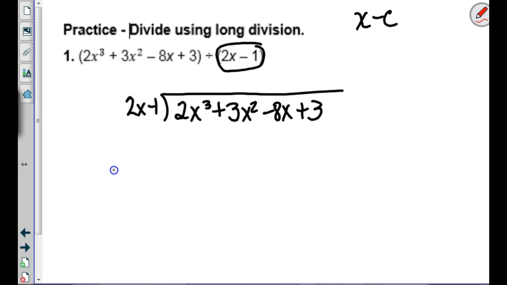I can guarantee somebody in this room is going to come to me after the next quiz and tell me I have no idea how to do long division. Please be paying attention here, guys.